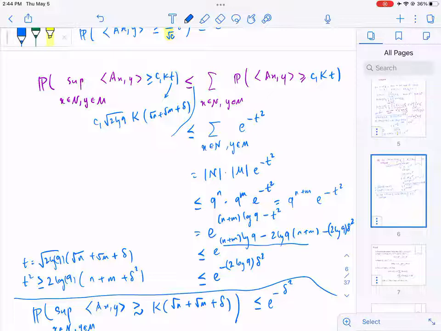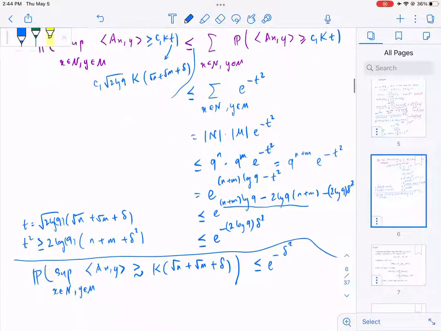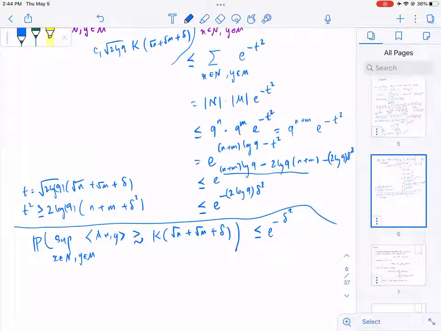Okay. So the main step is just to kill these two. I just need at least root n plus root m, and I also like to put something here for later use, because later on I can just adjust this and then control the probability. Okay, that proves the result.